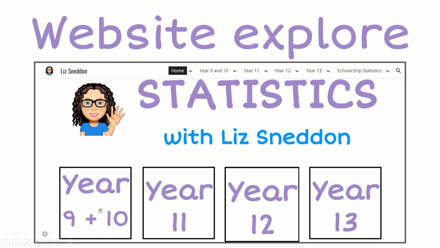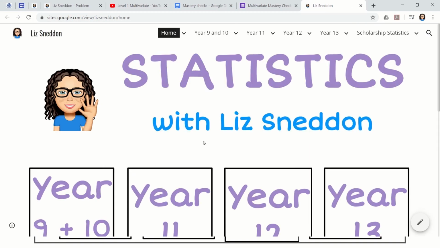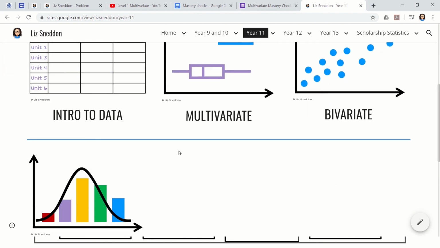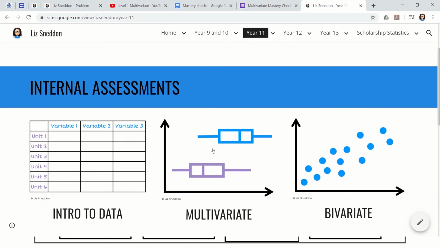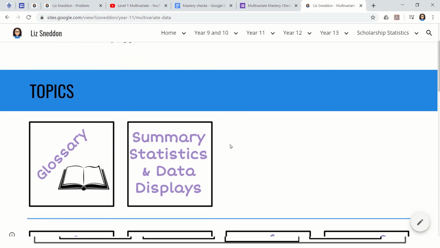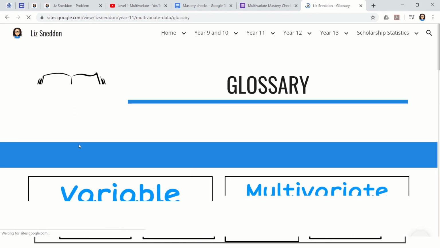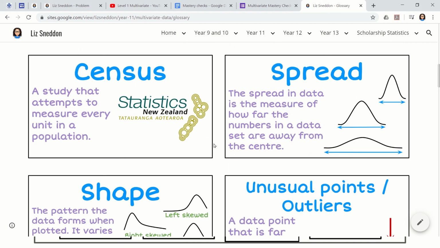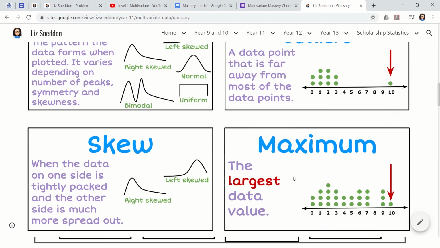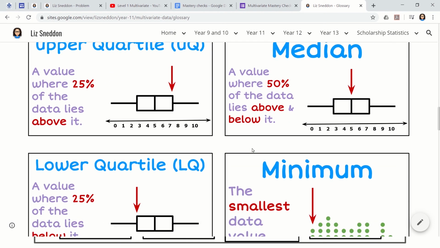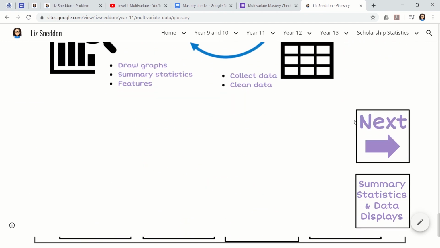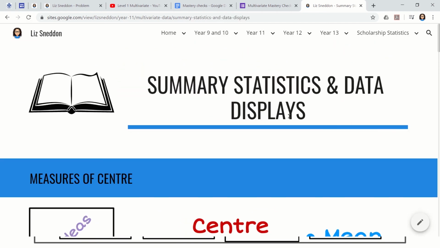So I just want to have a quick explore of the website and show you a few things. For example, if I go to my year 11s, I've got a number of different topics there. If I go into my multivariate, I start with a glossary, going through some definitions of what the key words are, so knowing what an outlier is, and I always try to give them a visual image to go with it. Reminding them about PPDAC, and then they can continue on to the next topic.